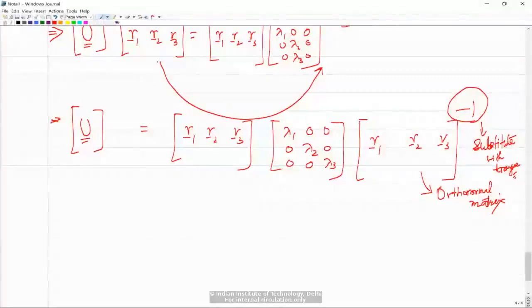Sir, how can we say that U matrix is certainly positive definite? It could be positive semi-definite also, sir. Okay, that's a very good question.